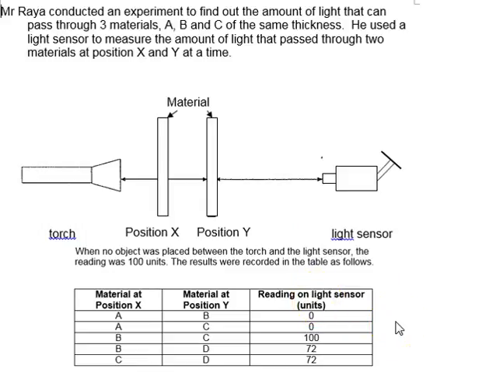So the torch gives off 100 units of light, but when they put A here and B here, zero was detected. Zero means one of them or both of them did not allow the light to pass through. Remember, the light from the light source has to go through two materials before it reaches the light sensor. For it to be zero, that means either A or B or both is opaque, right?